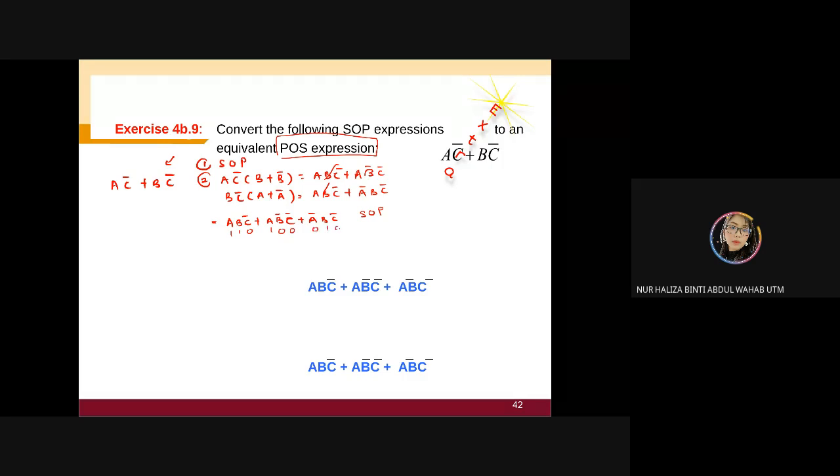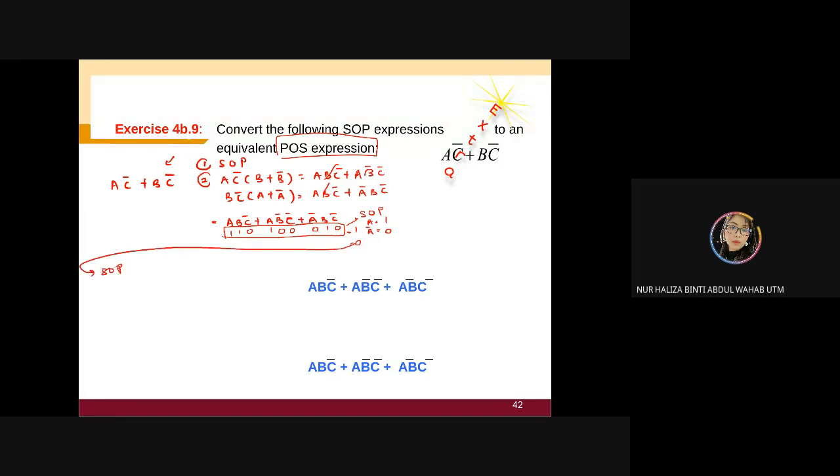0, 1, 0. Because this is SOP, A equal to 0, A equal to 1, A bar equal to 0. This is my value. The rest, this output will be 1. The rest will be 0. So 0 I'm going to put to my SOP.